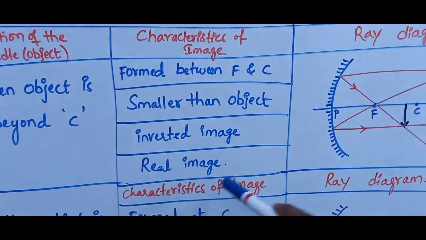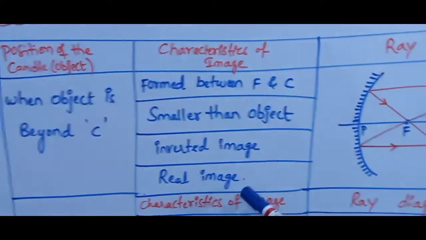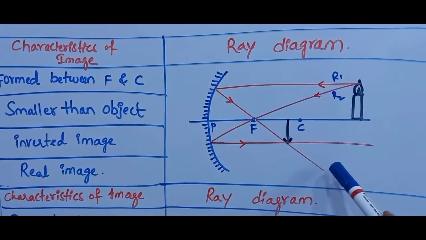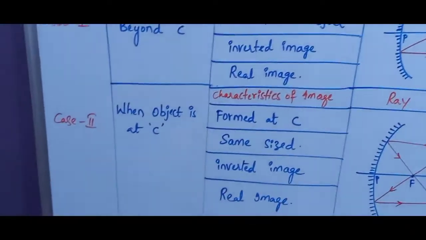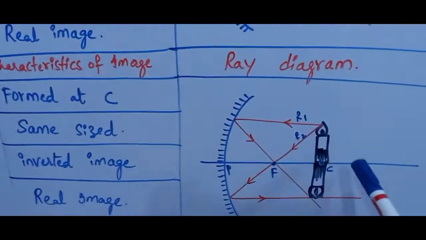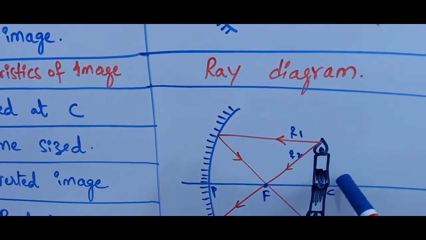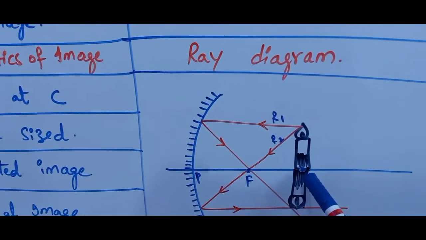So all these characteristics of the image which we found in the experimental results are the same as those of the ray diagram. According to the ray diagram also, we are getting the same results. Now go to the next case, case 2, when the object is placed at C. Suppose the object is placed upon C. See, this is the center of curvature, where the object is placed at C.